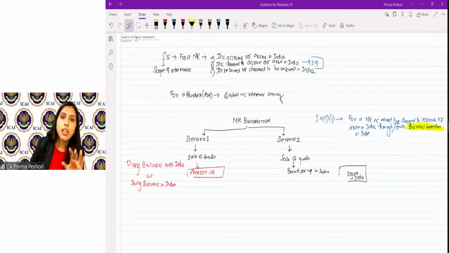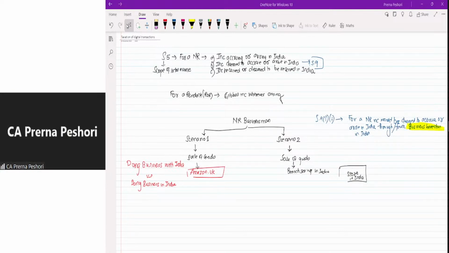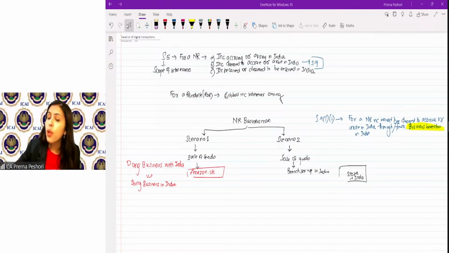Now, e-commerce has continued to set in, or e-commerce has become the way of doing business. And therefore the question that now remains is, whether one can say that the income in scenario 1 will be deemed to accrue or arise in India?